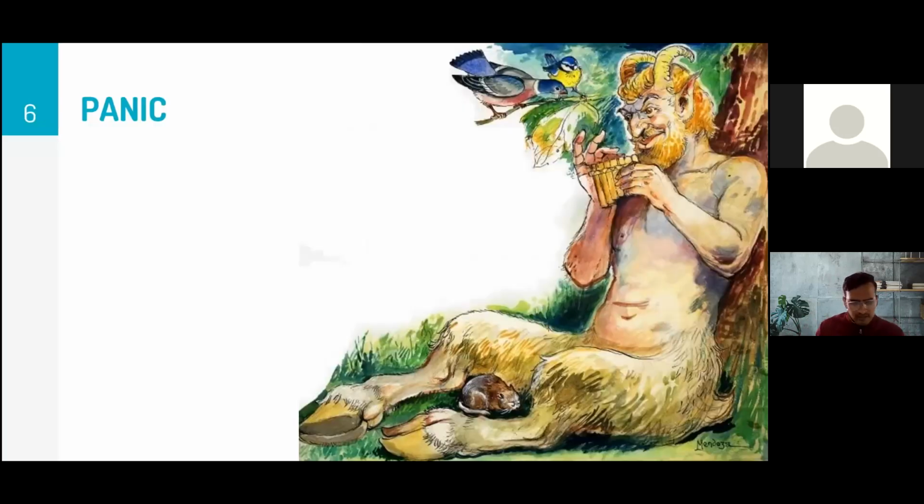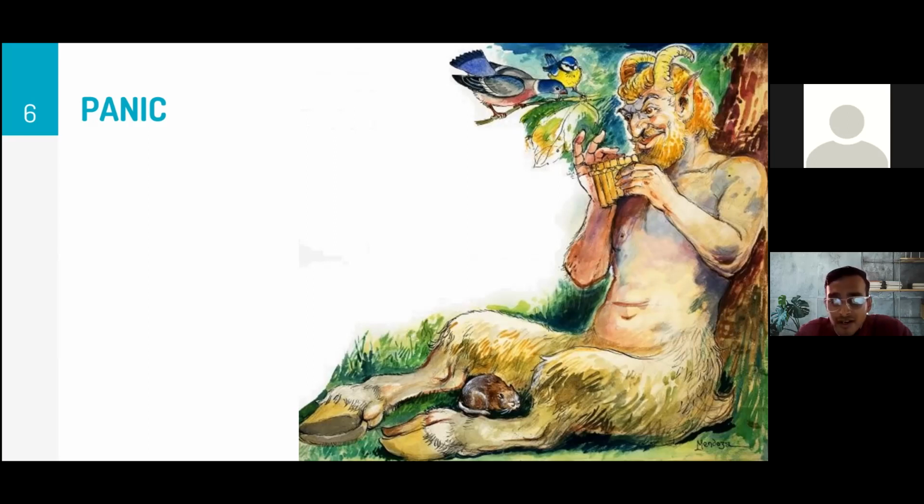So coming to panic disorders, does anyone know what this figure or picture is of, or what this is? Anyone good in history? Sort of like, do you know what this is? No idea. It's more of a mythology thing, I think.